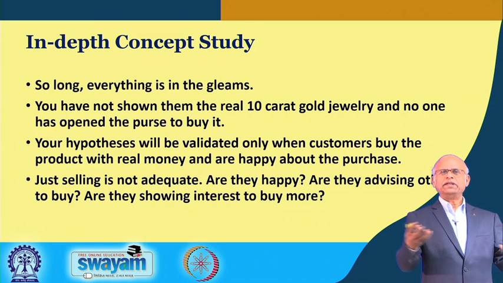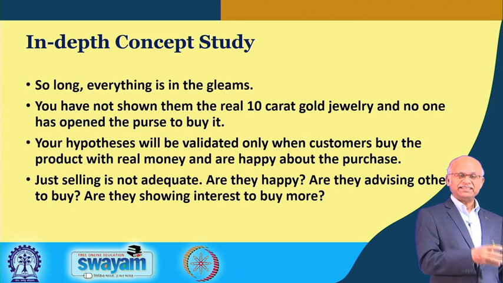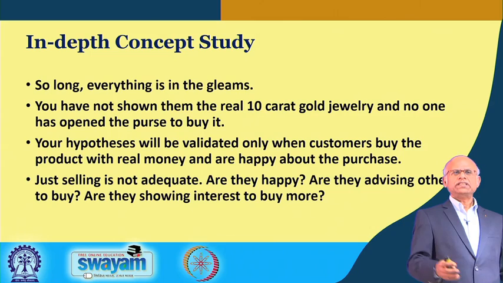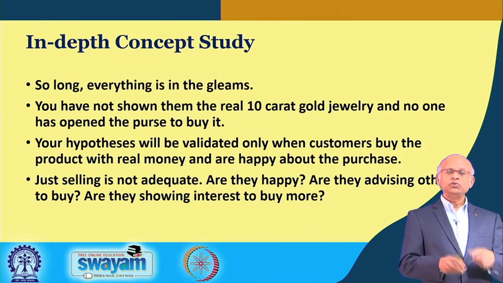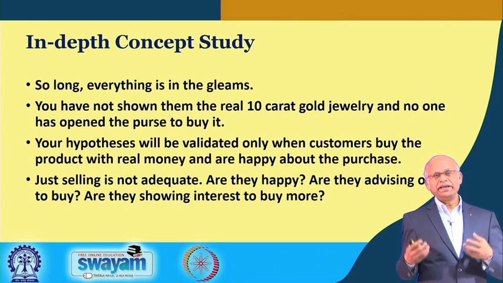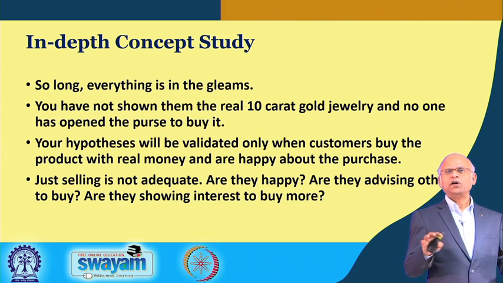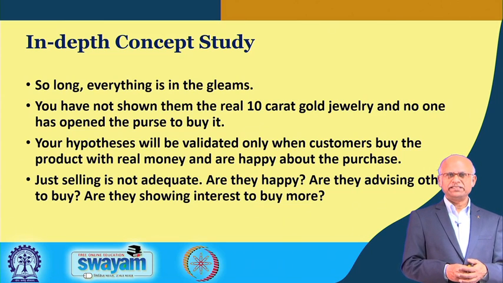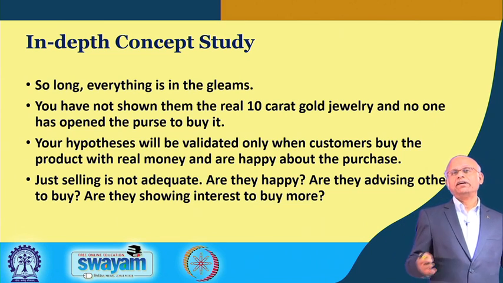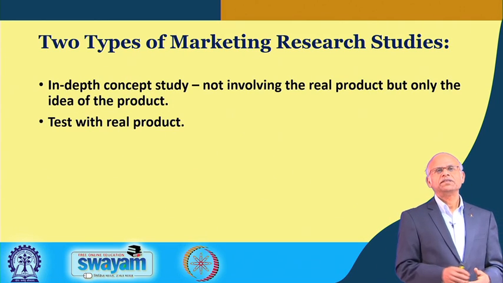You give them some samples and they buy and wear them, and your hypothesis gets tested, that yes, 10 karat gold jewelry is going to be liked by people. Just selling is not adequate. They have to be happy. Suppose they buy it and feel, oh my God, I have spent so much money and this does not look nice, obviously your hypothesis is not validated. So, are they happy? Are they advising others to buy, or showing interest to buy more? Only then is it validated.